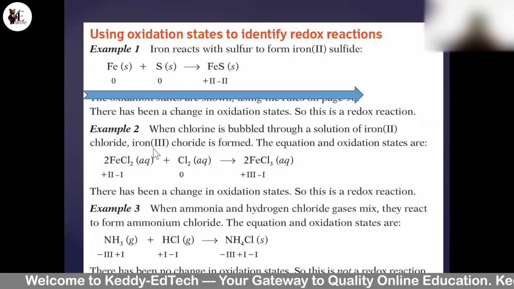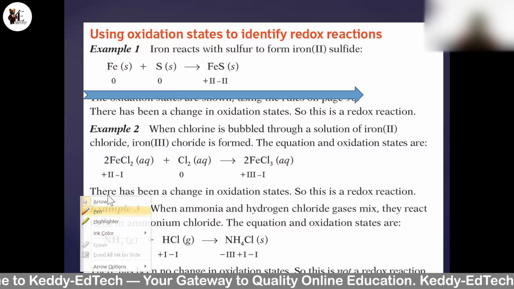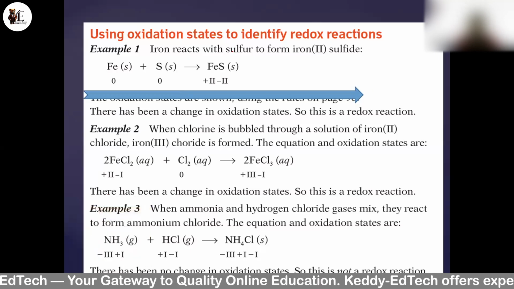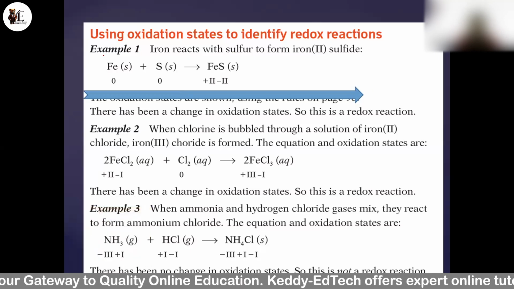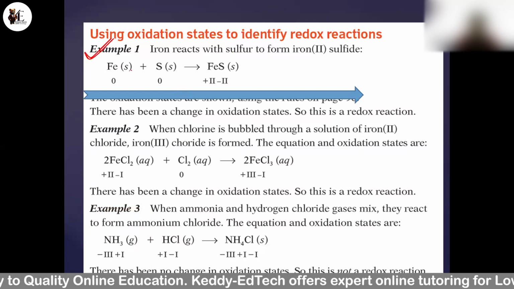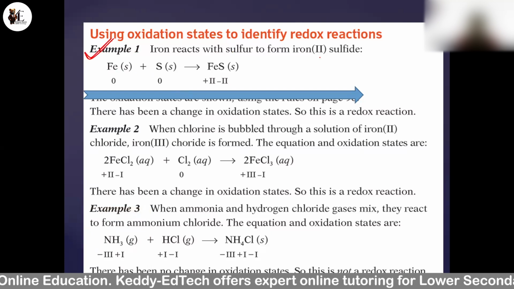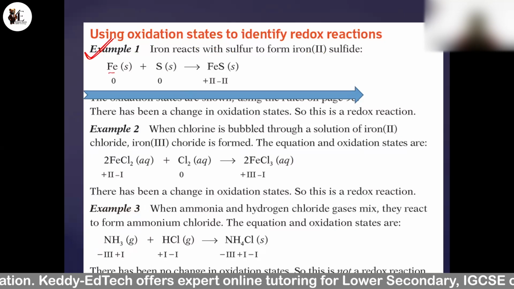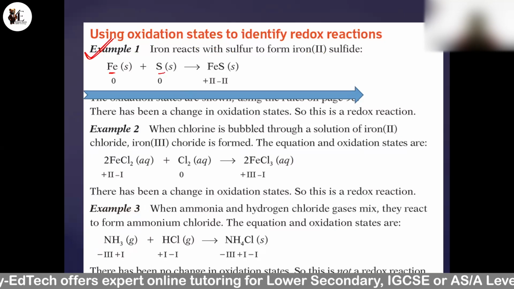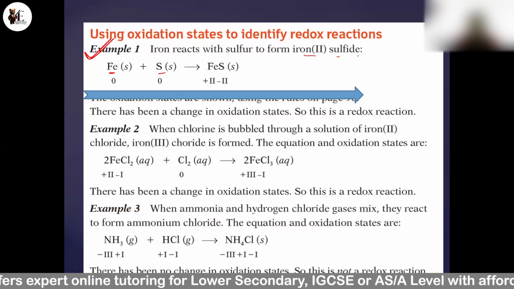So now we are using the oxidation states to identify redox reactions. We are going to see 3 examples. In example 1, iron reacts with sulfur to form iron sulfide. Fe is the symbol for iron. You should know the symbols. For sulfur, it is S, and it forms iron(II) sulfide.